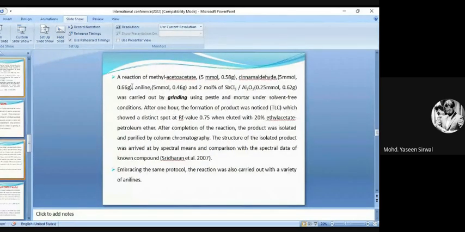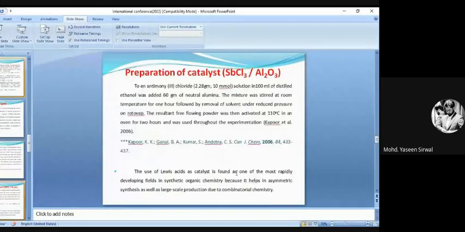What we did, we carried out a reaction between methyl acetoacetate, cinnamaldehyde, aniline, and 2 mole % of the catalyst antimony chloride over alumina, and this whole mixture was ground using pestle and mortar under solvent-free conditions. The formation of the spot was noticed by TLC, and finally the structure was isolated and confirmed by various comparison with the spectral details of the known compound. So we took the same protocol and carried out the reaction with a variety of anilines.